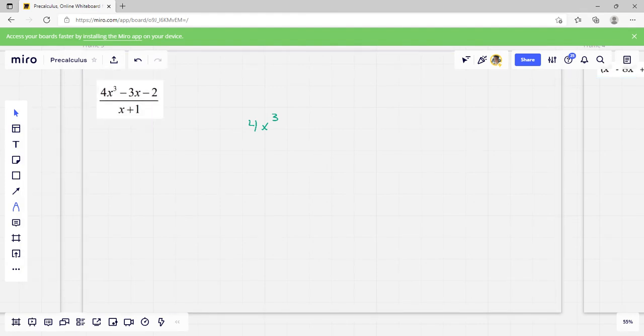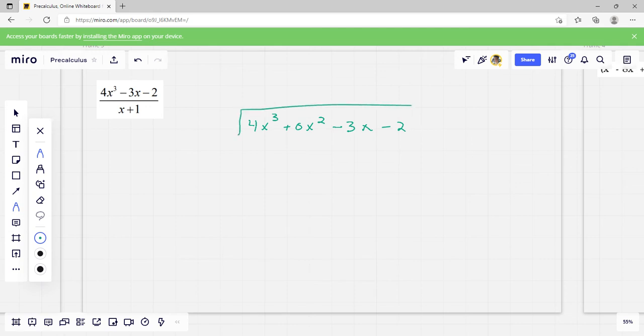So we're going to have to fill that in with a placeholder. So I'm going to put plus 0x squared. Okay? So you have to have a placeholder. You have to have something for each power of x. All right, minus 3x minus 2. See how we go down? 3, 2, 1, 0 on the x. All right, and then my x plus 1 goes over there.